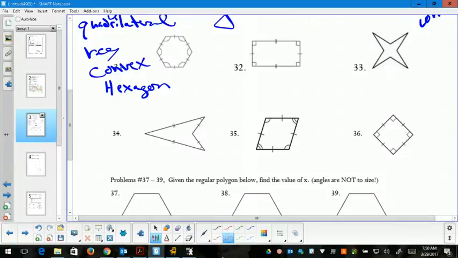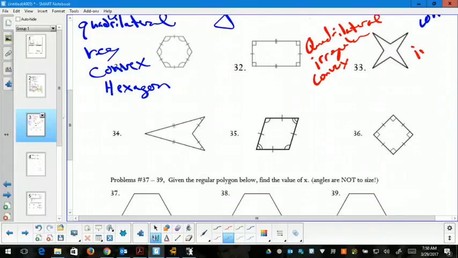If there's one that you're not sure of or you have a question, speak up. This one's a quadrilateral. It is irregular, and it's convex. This one is irregular. I know it looks like they're all the same, but you have an angle here that's tiny, and then this angle is actually more than 180 degrees. So this is irregular. It is concave, and it has 8 sides, so it is an octagon.